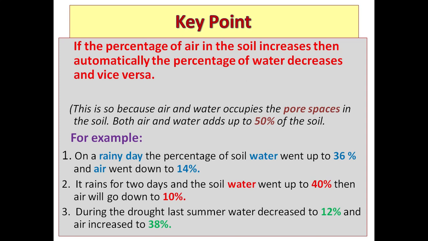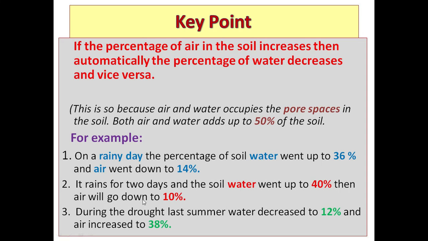This is so because air and water occupy the pore spaces in the soil. Both air and water add up to 50% of the soil. Very, very important. For example, number one, on a rainy day, the percentage of soil water went up to 36% and air went down to 14%. Both of them should add up to 50, so 36 and 14, that's 50. Let's look at example number 2. It rains for 2 days and the soil water went up to 40%.